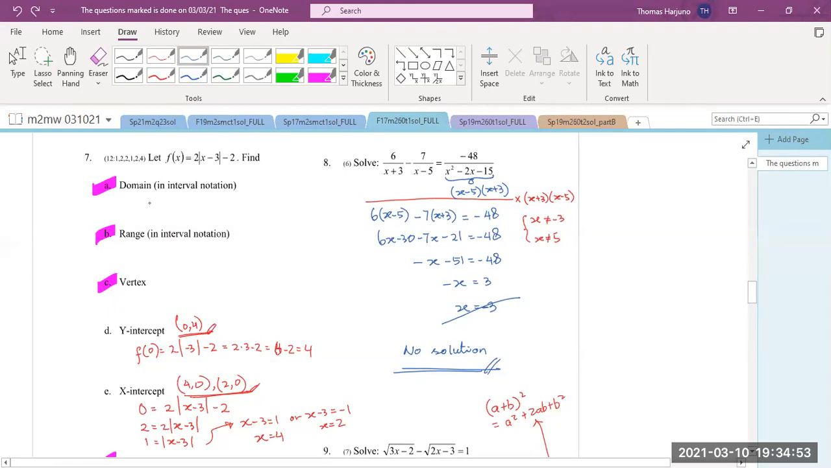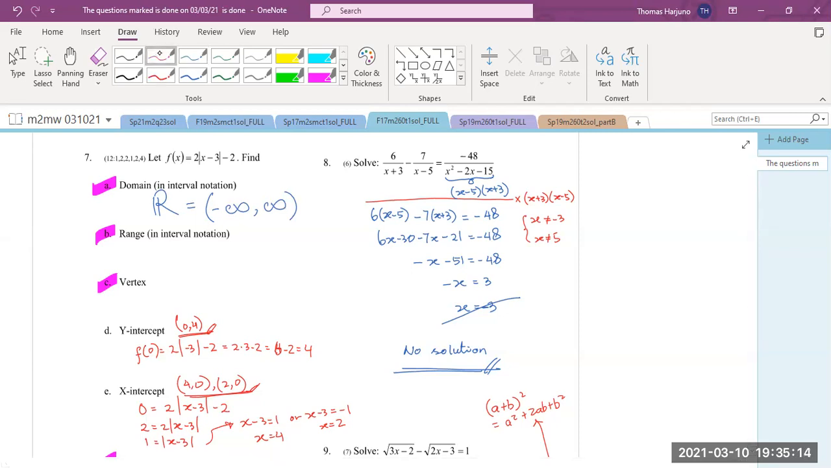The domain of an absolute function is all real numbers. So however you move left, right, up, down, it will also be all real numbers. Either you write that capital R with double vertical line or negative infinity to infinity. Okay, now how about the range of this function?